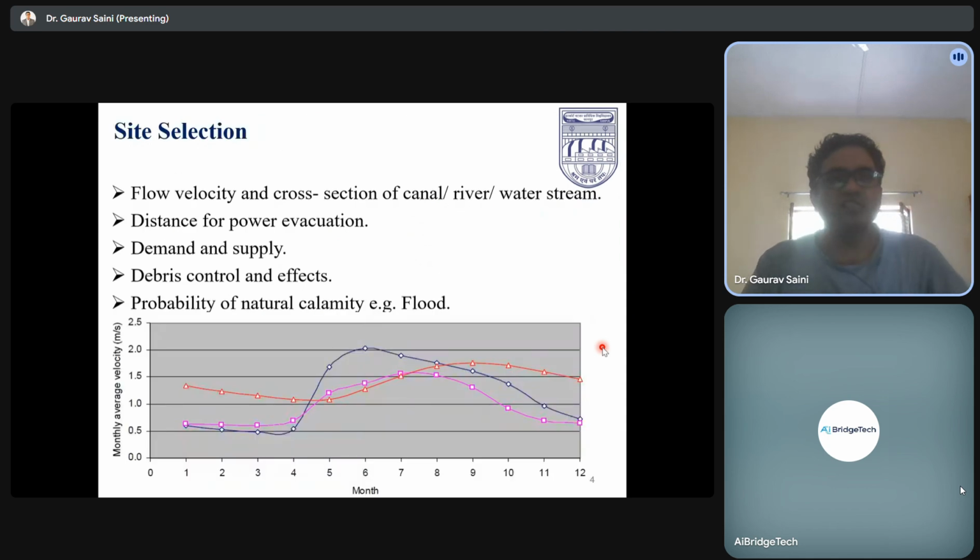So this is the site selection, the next part of it. It covers flow velocity and the cross-section of the canal, river and water streams.